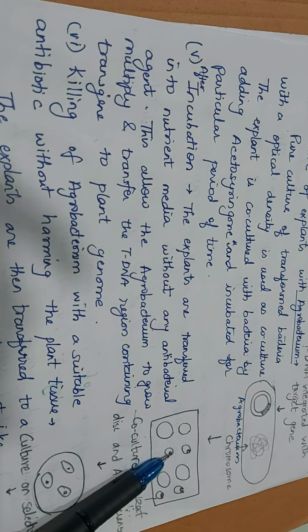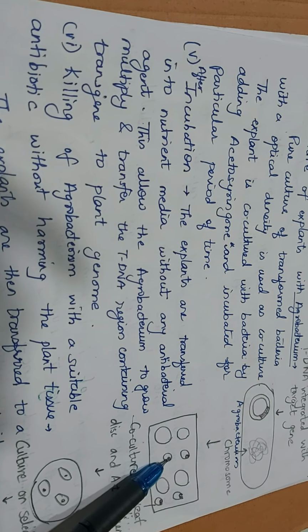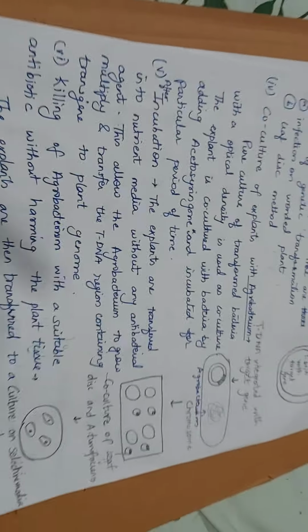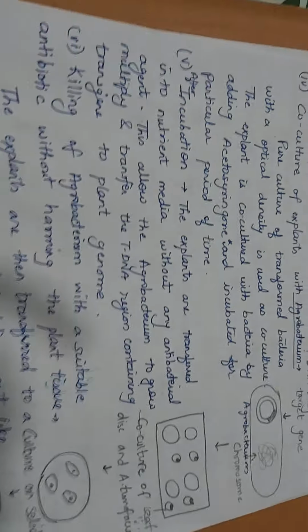So to this leaf disc, the small dot which I am showing is the transgenic which is produced. I mean, it is the Agrobacterium tumefaciens which has got incorporated in that leaf disc. So this will allow the Agrobacterium to grow.